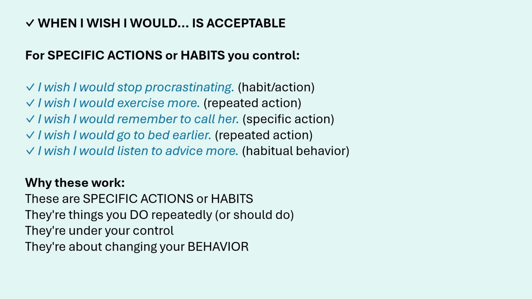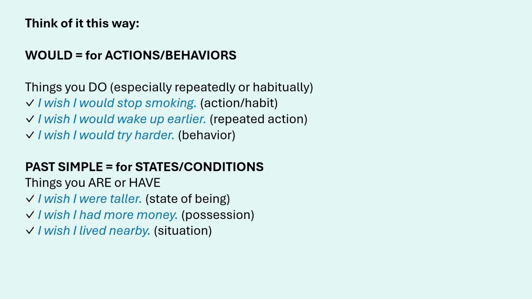They're things you do repeatedly or should do. They're under your control. They're about changing your behavior. Think of it this way: would equals for actions/behaviors. Things you do, especially repeatedly or habitually. I wish I would stop smoking. Action/habit. I wish I would wake up earlier. Repeated action. I wish I would try harder.